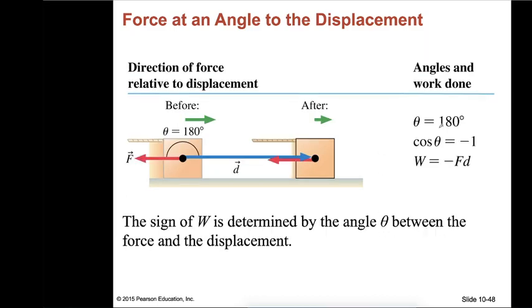When theta is 180 degrees, the direction of the force and the displacement are opposite. Cosine 180 equals negative 1, so work equals Fd cosine theta, which is negative Fd, a negative number. So the sign of the work is determined by the angle theta between the force and displacement.